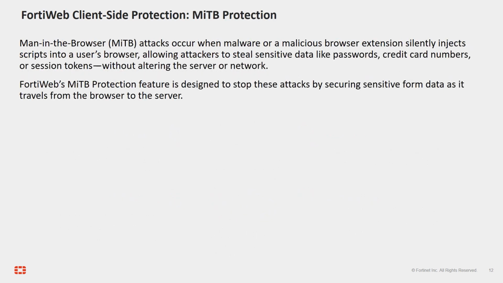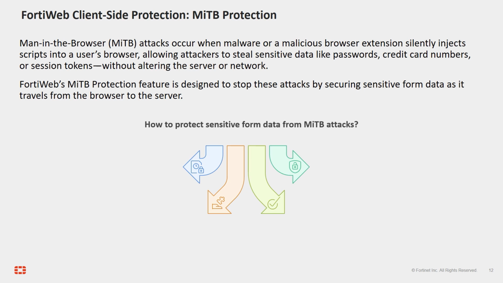Now let's talk about MITB protection. Man-in-the-browser attacks occur when malware or a malicious browser extension silently injects scripts into a user's browser, allowing attackers to steal sensitive data like passwords, credit card numbers, or session tokens, without altering the server or network. FortiWeb's MITB protection feature is designed to stop these attacks by securing sensitive form data as it travels from the browser to the server. Here's how it works.